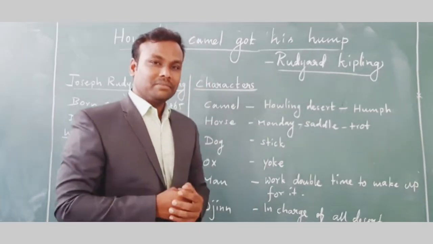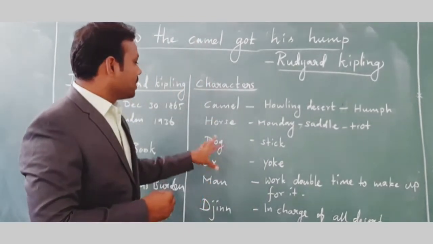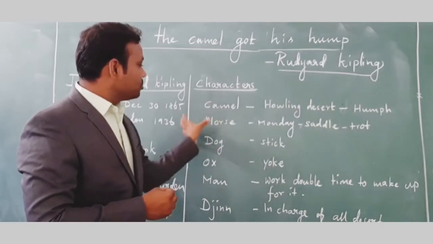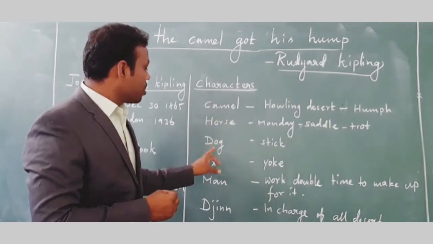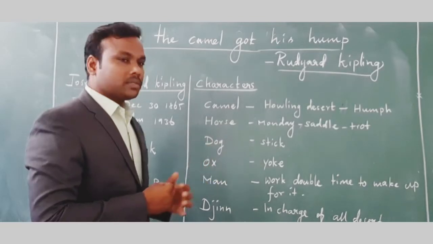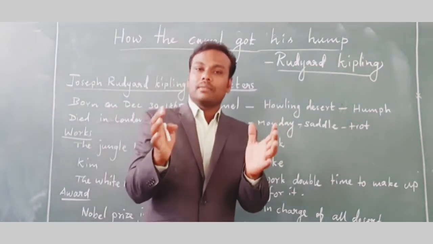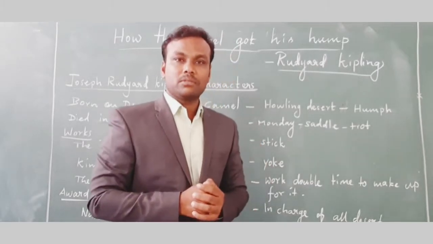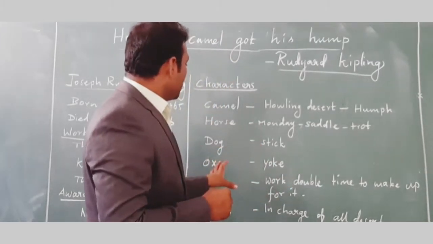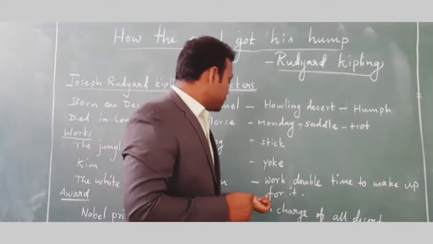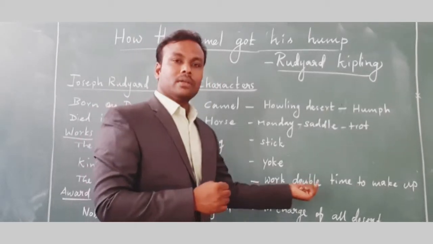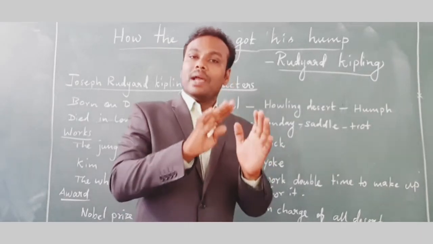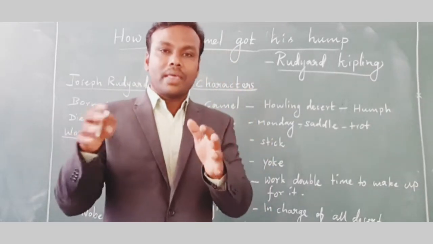So what will happen? The angry animals came to the three: the horse, the dog and the ox. They held a panchayat, that means they held a meeting at the edge of the desert. They made a complaint about the man's words, the double-time work.